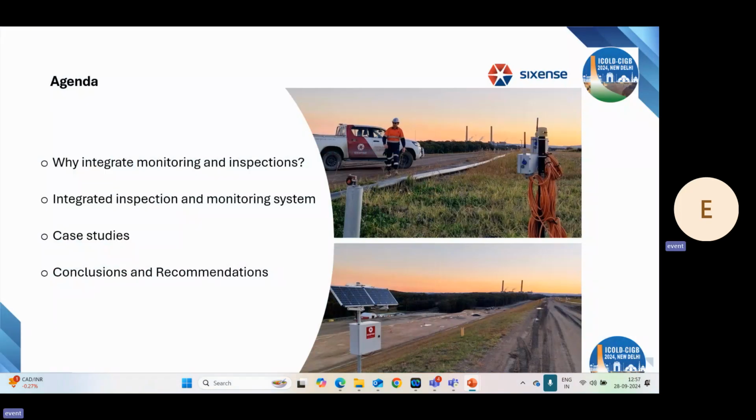So a quick agenda. I'll talk about why we might integrate monitoring and inspections, in particular why we might do this in a real-time fashion. I'll then look at what are some of the key features of an integrated monitoring and inspection system. I'll look briefly at a couple of case studies, and then I'll make some conclusions and recommendations.